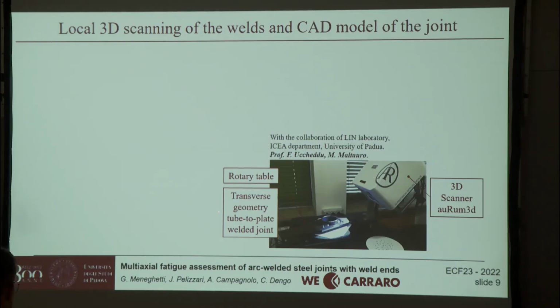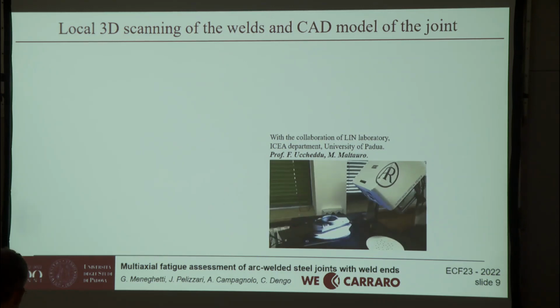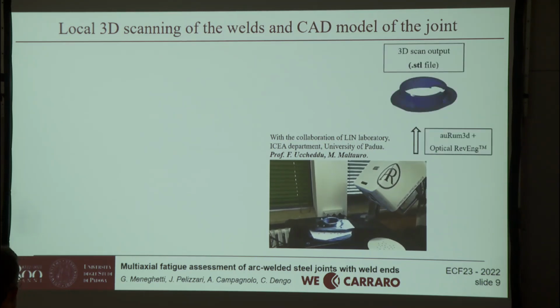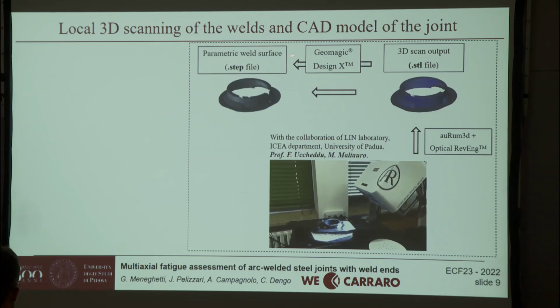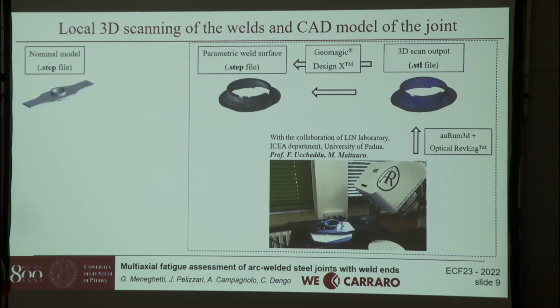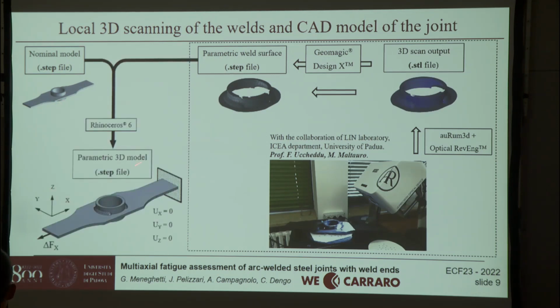A transverse geometry tube-to-plate welded joint has been placed on a rotary table, and several views have been acquired with the 3D scanner. Those views are then combined to obtain the parametric weld surface, which is assembled with the nominal model of the plate and tube to end up with the parametric 3D model of the transverse welded joint. To obtain the same parametric model for the longitudinal joint, we have simply rotated the acquired welds by an angle equal to 90 degrees along the axis of the tube.